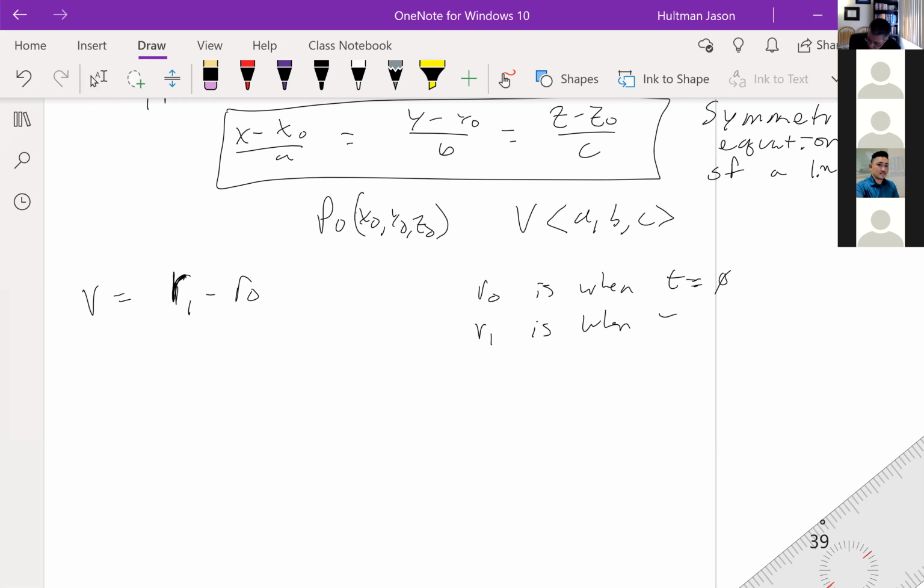Okay, actually, I don't like that. I don't like r naught being t is equal to 1. Let's rewrite that definition.